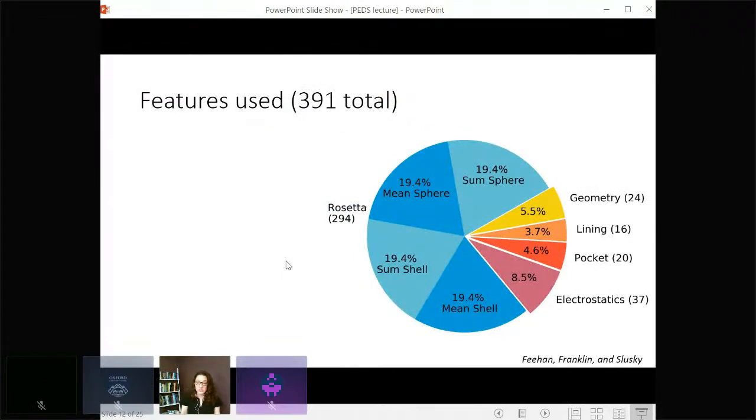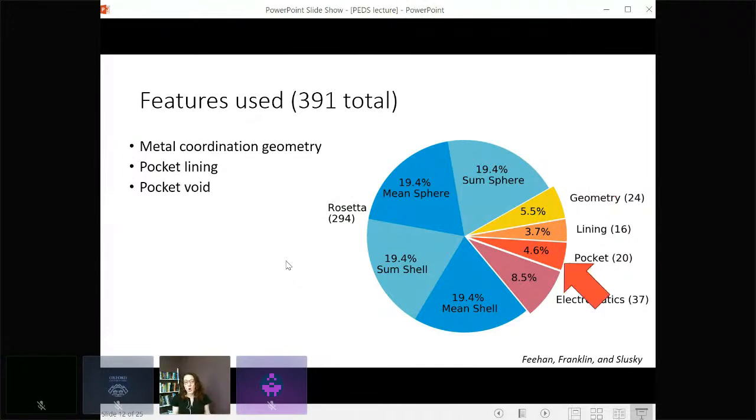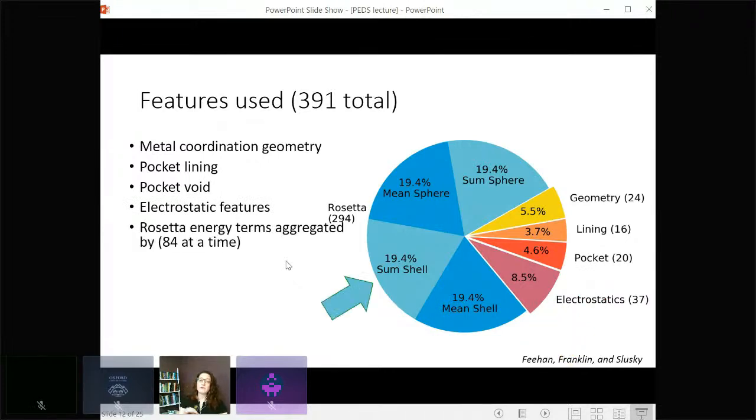Okay, so what are our features? So we've got geometry features, right? These are how the metal coordinates the protein. We've got pocket lining features, the number of proteins in the pocket lining and the types of proteins in the pocket lining. We've got pocket features to describe the geometry of the pocket void. We've got electrostatic features to describe the electrostatics of the pocket. And then we've got these Rosetta terms, okay? And it looks like Rosetta is totally dominating, but actually we're only using a small percentage of these terms at a time. So what do I mean by that?